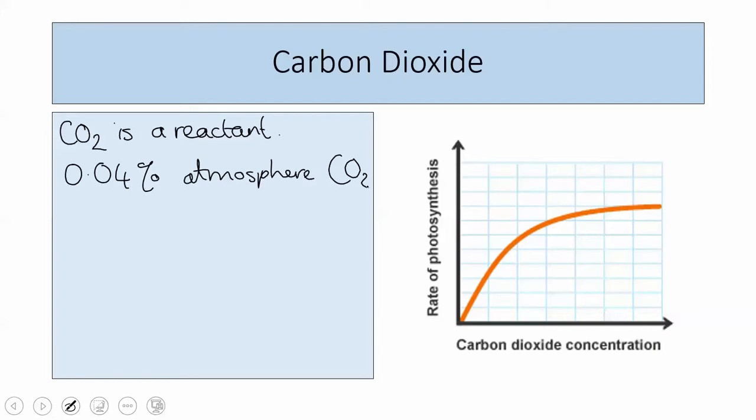Now, because of the low levels of carbon dioxide in our atmosphere, it actually tends to be the most limiting factor. It's the one that tends to slow it down. So if you think about it, on a nice warm sunny day, you've got plenty of sunlight, it's a lovely temperature for photosynthesis to be happening at, but there's still only 0.04% of carbon dioxide.